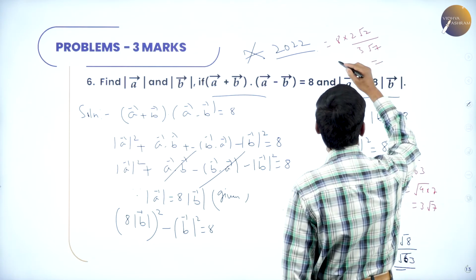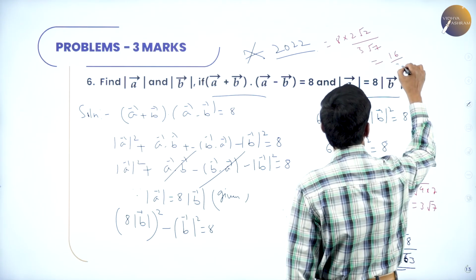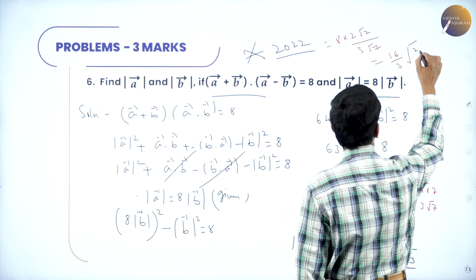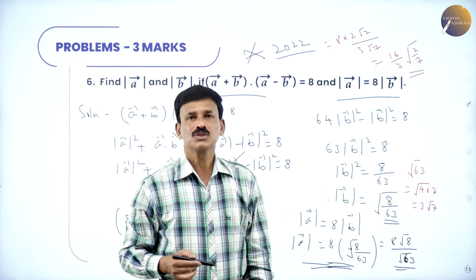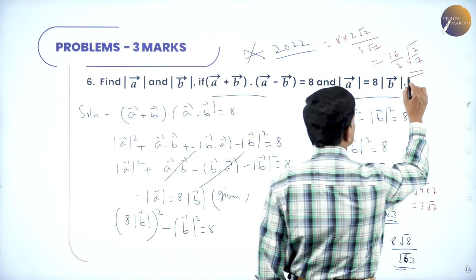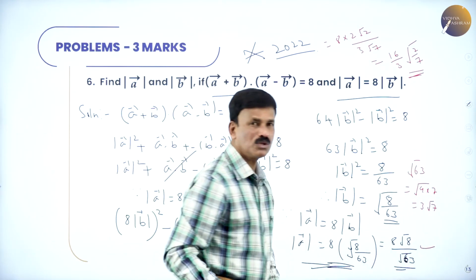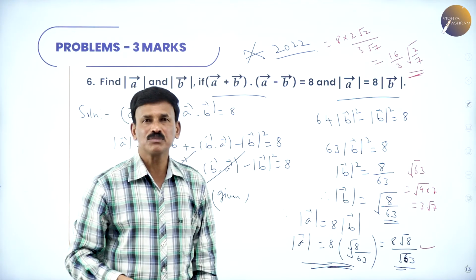So, this can also be written as 16 by 3 into root of 2 by 7. So, this is the answer. So, you can write this answer or this answer. Both the answers are same. Okay. Now, let us come to the next problem.